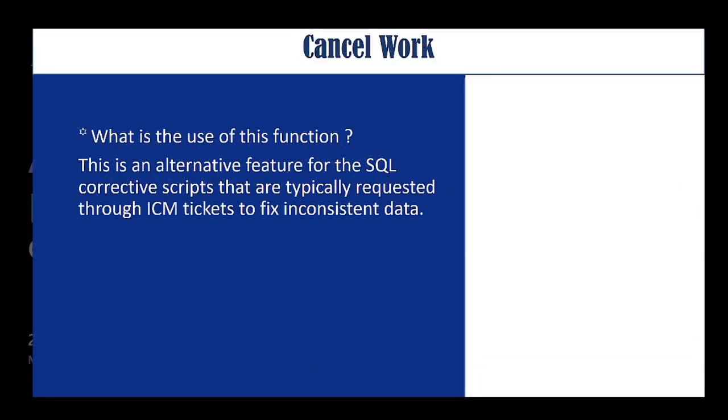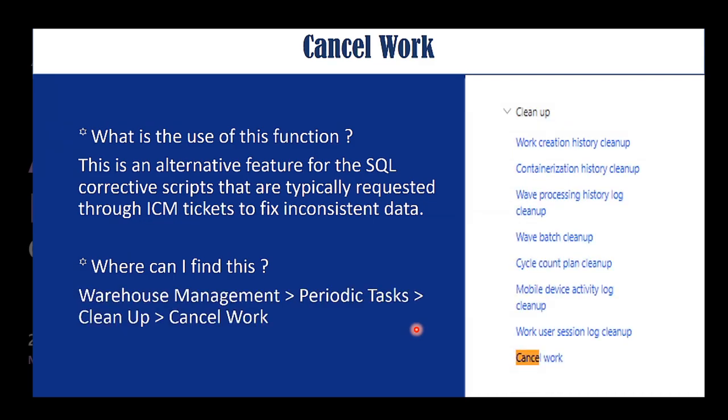Also, we need to note that this cannot be cancelled directly from the work page itself. And there are several work types as well. Only sales, transfer issue, raw material picking, or replenishment work can be cancelled by this job, but the other types you wouldn't be able to cancel. And here is where you can find that feature: go to Warehouse management, Periodic tasks, Clean up, Cancel work. It will be here under the periodic tasks.